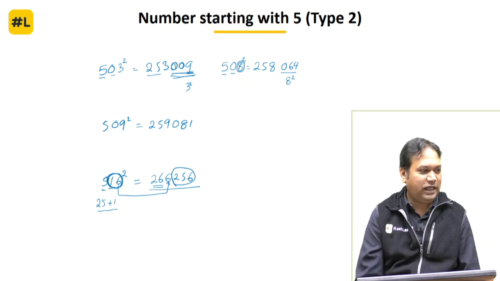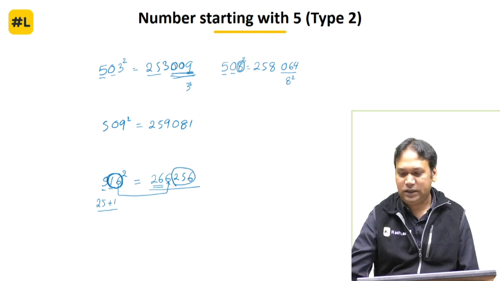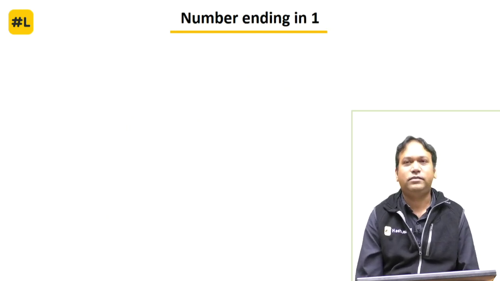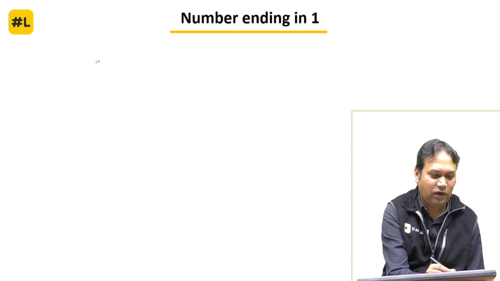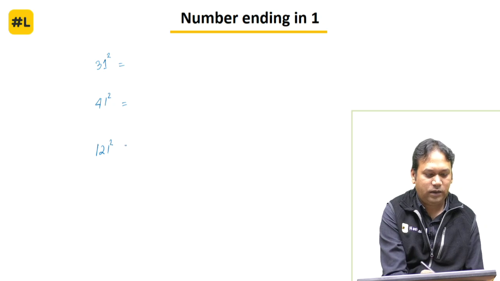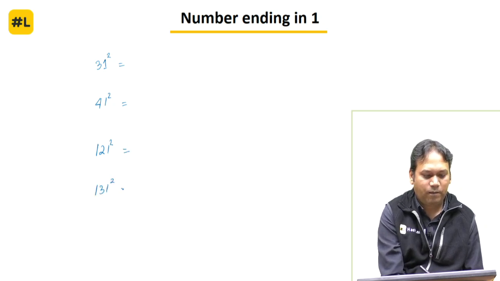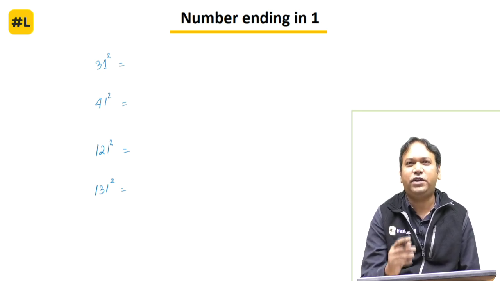Okay? Now let's move to the next technique, which is numbers ending in 1. Before teaching you the technique, if I write a few numbers on the screen, like 31 square, what is 31 square? What is 41 square? What is 121 square? What is 131 square? Can you find the answer for these 4 numbers within, let's say, 10 seconds?